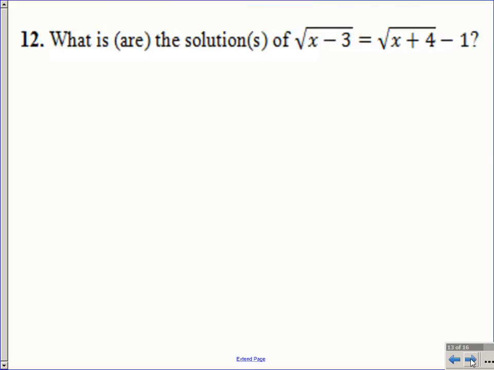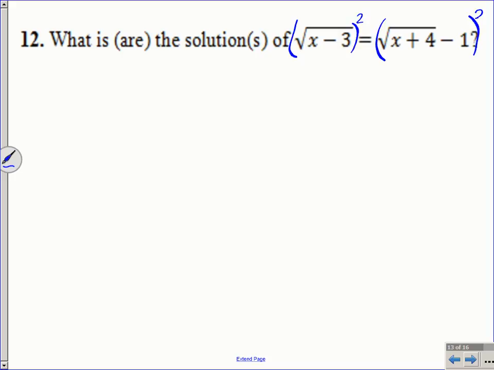All right, number 12 says, what is or are the solutions of this equation? This is what we did in class yesterday. We need to get the x's out from underneath the radicals. So the best way to get rid of a radical is to square. So we're going to square both sides.